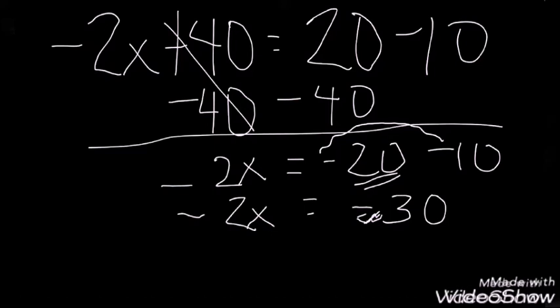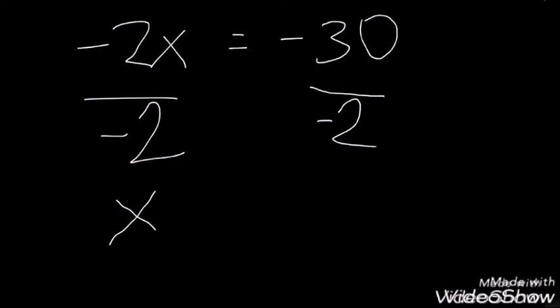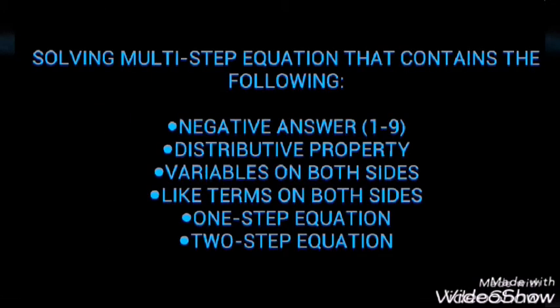After that, we're going to isolate the variable. So negative 2x equals negative 30. As I said, we divide by negative 2 on both sides, and then cross that out, x, and then negative divided by negative is equal to positive. So the answer will be positive, and 30 divided by 2 is 15. That's how we get it.